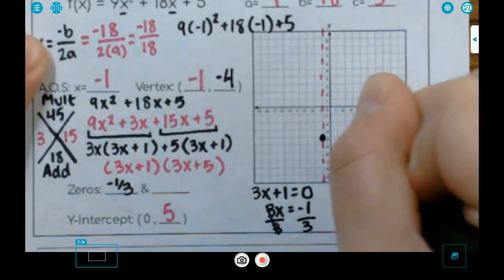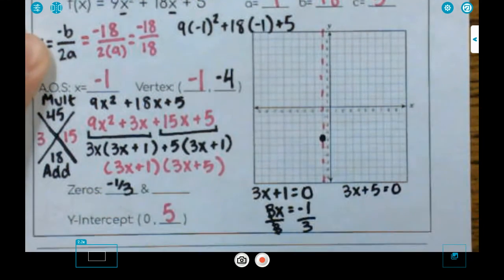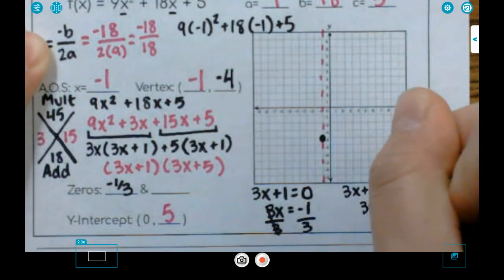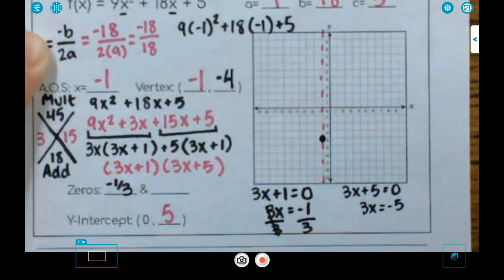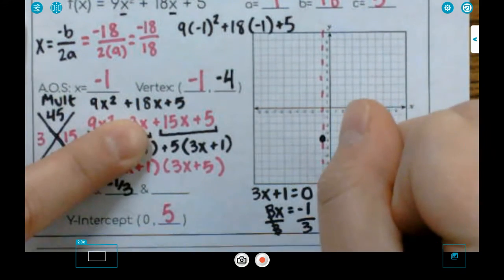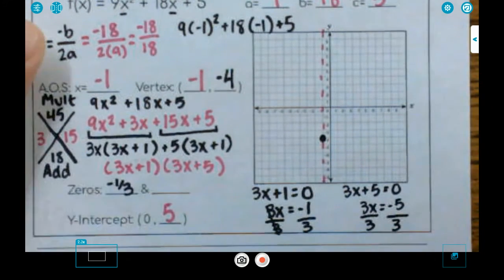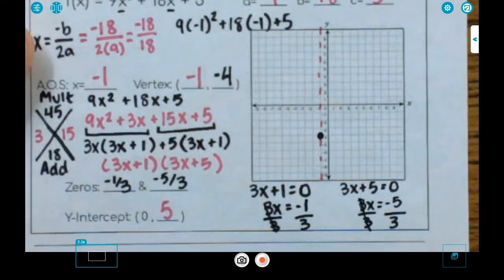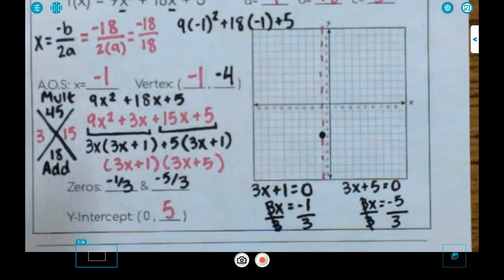We'll have 3x plus 5 equals 0. We would subtract 5 from both sides. We'll get 3x equals negative 5. And then we would divide both sides by 3. And we'll get x equals negative 5/3. Okay, we need to graph those zeros and we need to graph our y-intercept still. Before we find those zeros as decimals and graph them, does anyone have any questions?